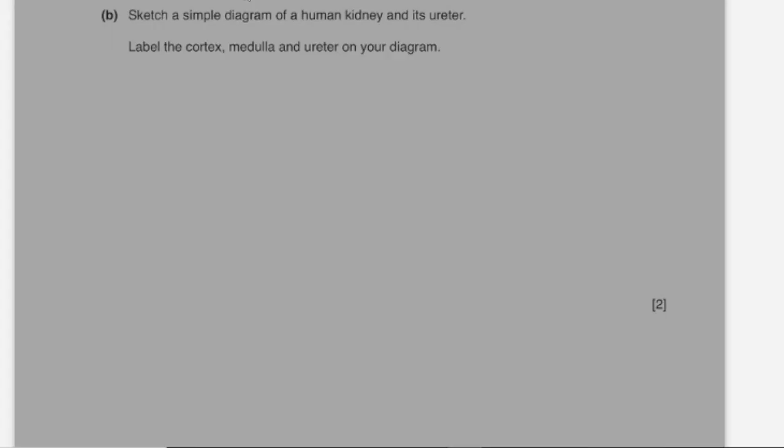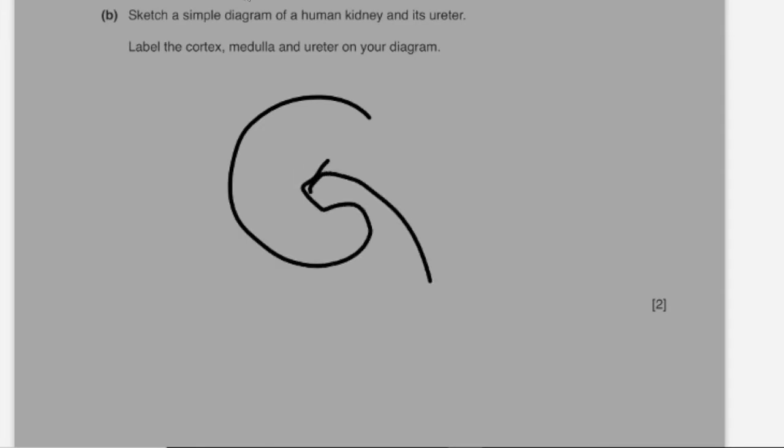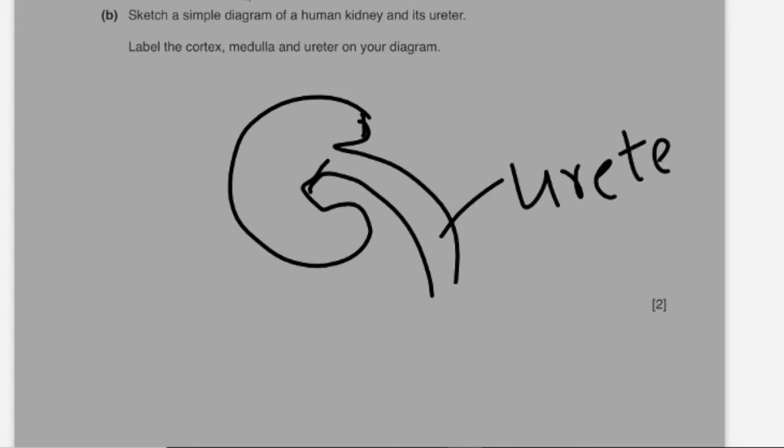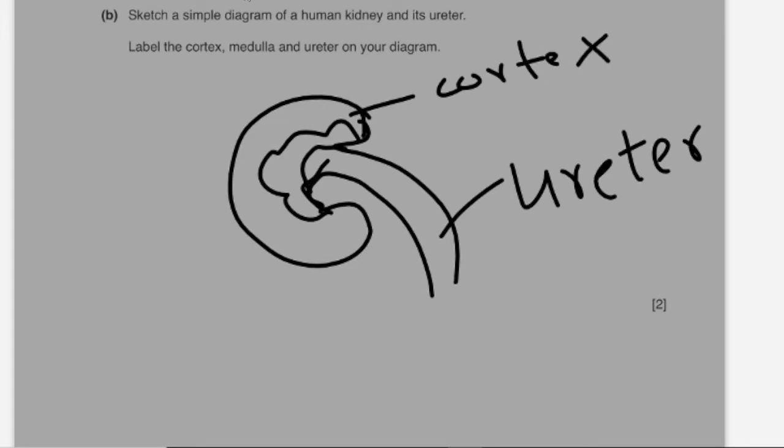Okay, so we're going to be drawing a kidney over here. So this is the ureter, and over here we have the outer layering as cortex and the inner part of the kidney as medulla.